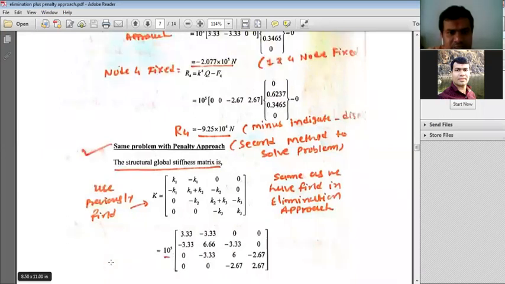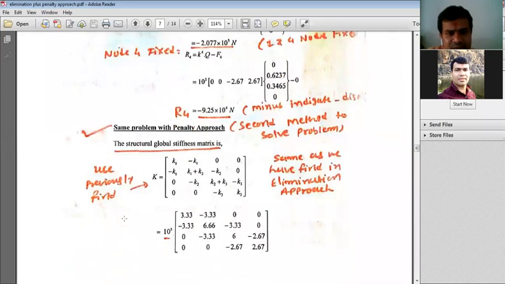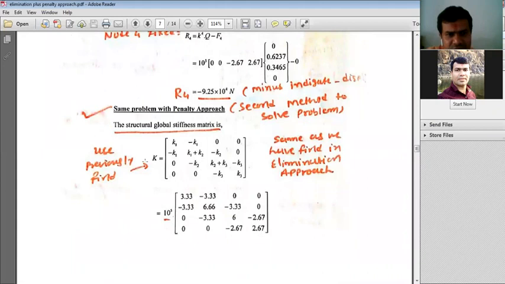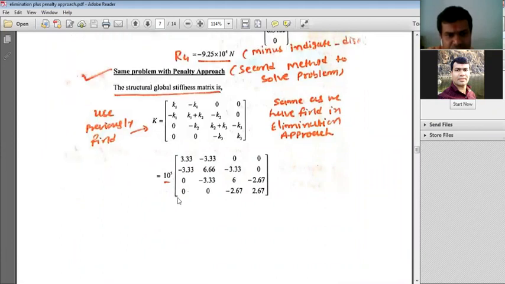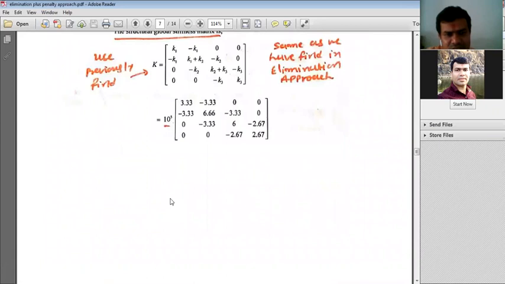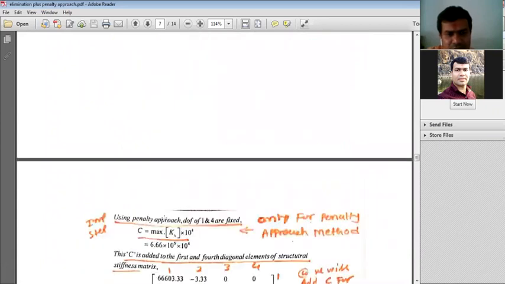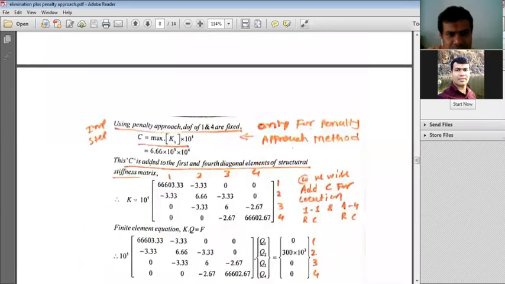Now we have to solve this same example using the penalty approach. In the penalty approach the global stiffness matrix remains the same. Directly you have to start from the global stiffness matrix. Same values you have to use. You can use this same matrix, no need to calculate a second time. Same values, but now you apply the penalty approach for the fixed condition.